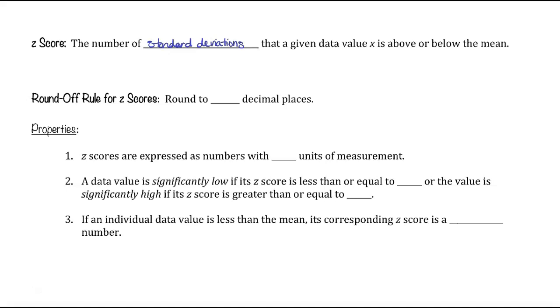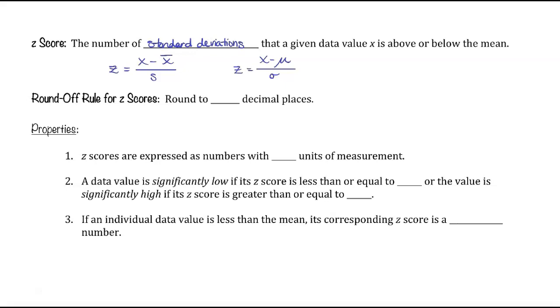Here's how a z-score is calculated. For a given data value x, z is equal to x minus the mean, which is x bar for working with a sample, divided by the standard deviation, or s, when we're working with a sample. If we're working with a population, we could rewrite this as z equals x minus mu divided by sigma. It's still the difference between that data value and the mean divided by the standard deviation.